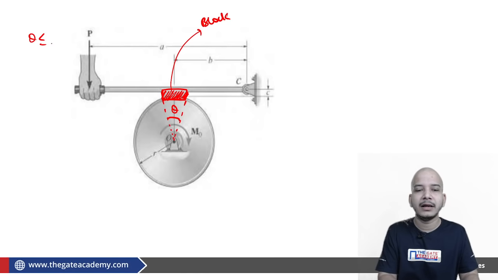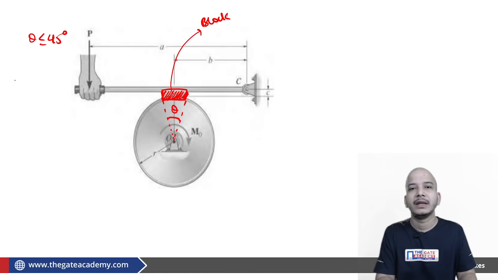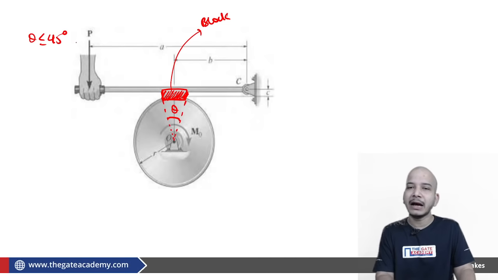If this theta is less than or equal to 45, we are talking about short shoe brake, or else we are talking about long shoe brake. In our syllabus, it is only the short shoe brake which we have to discuss.